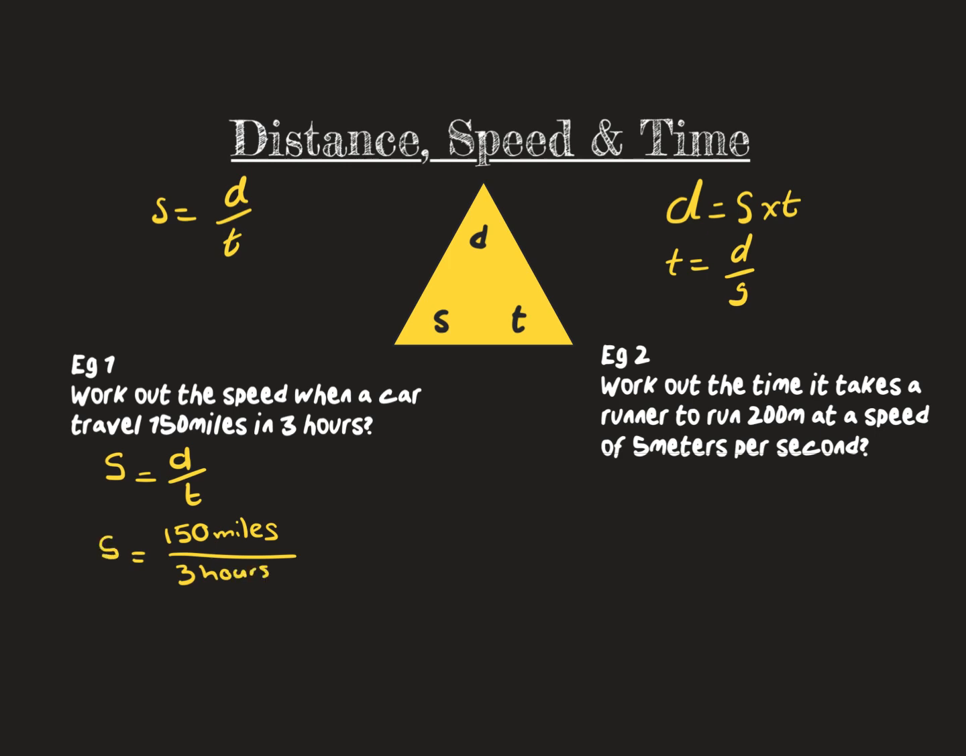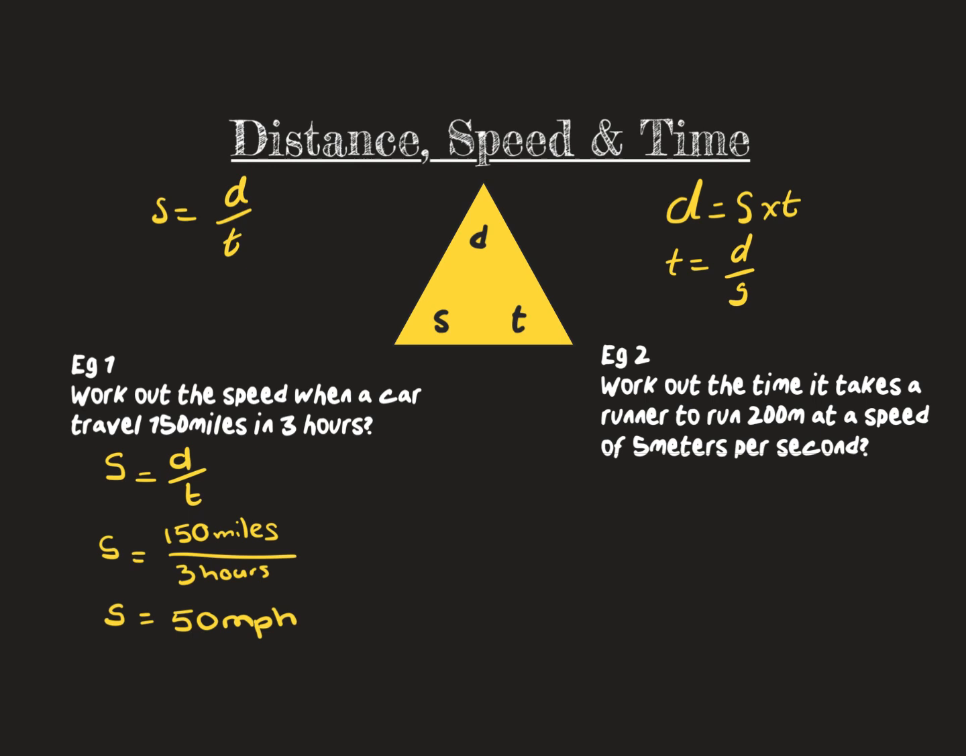So to work out our speed, we're going to do 150 divided by 3. So 150 divided by 3 is 50. Now our units have to match up. So our distance was miles, our time was an hour, so our speed for that would be in miles per hour. The 3 units must tie together.